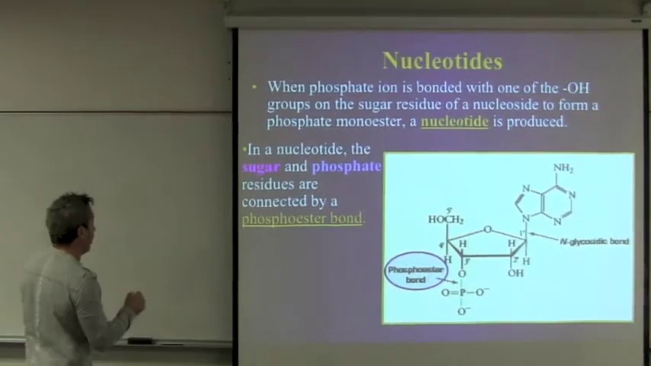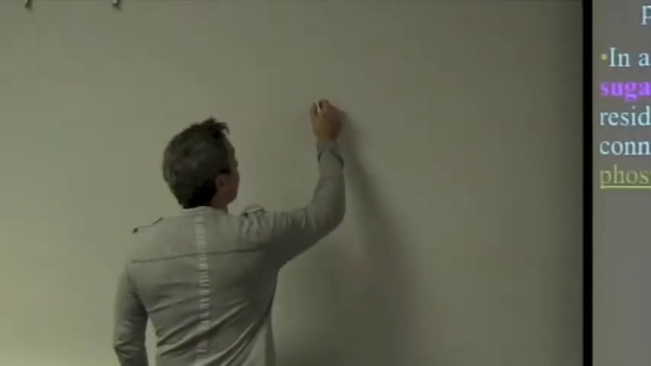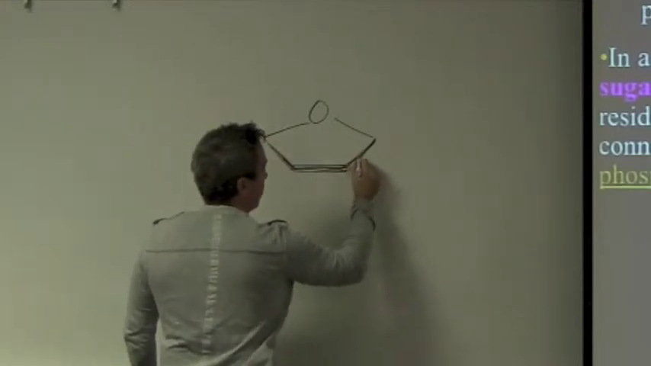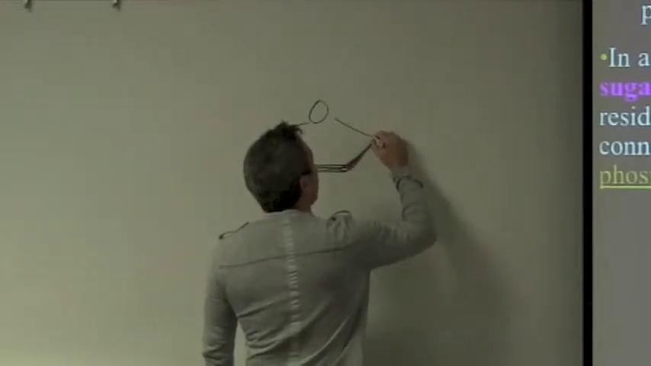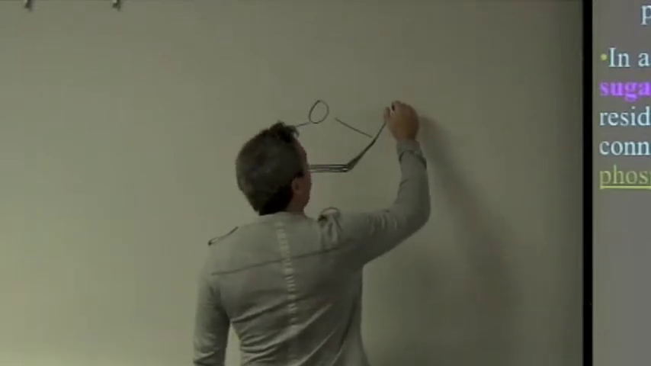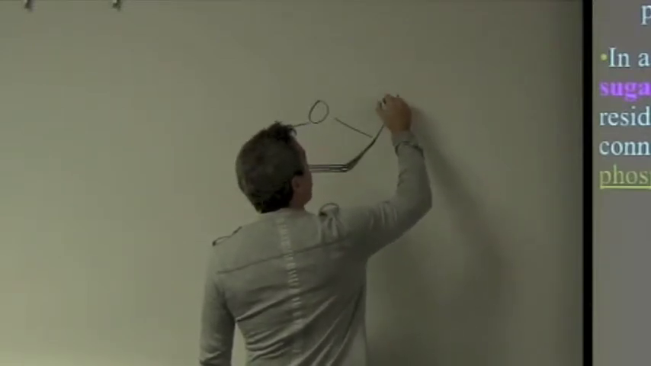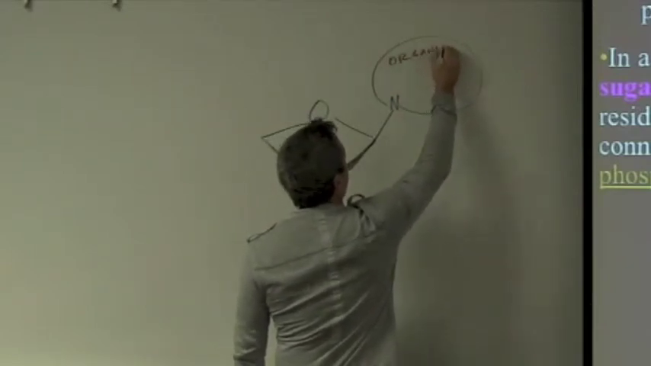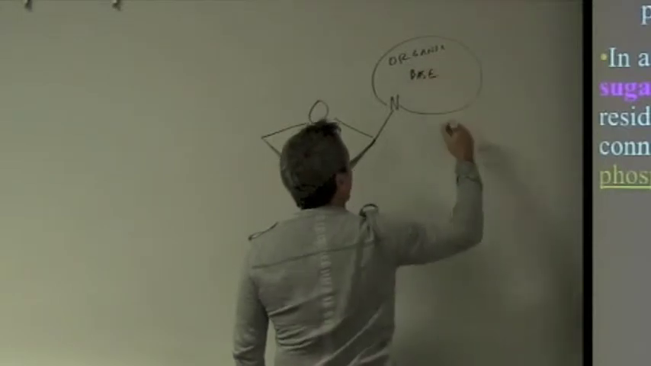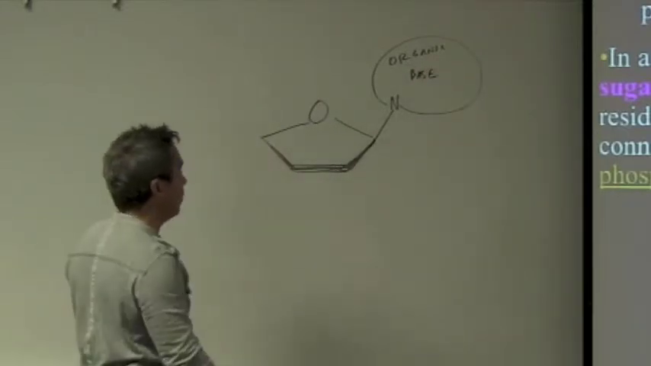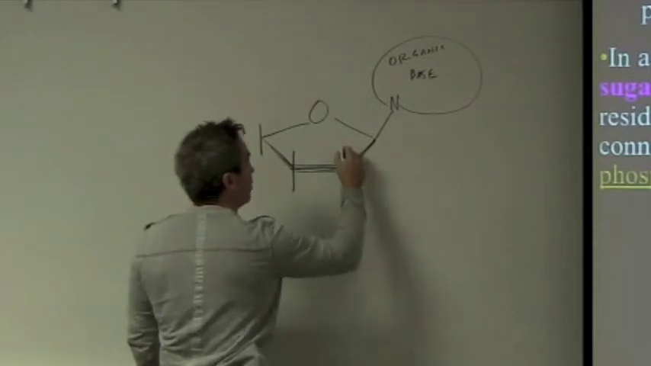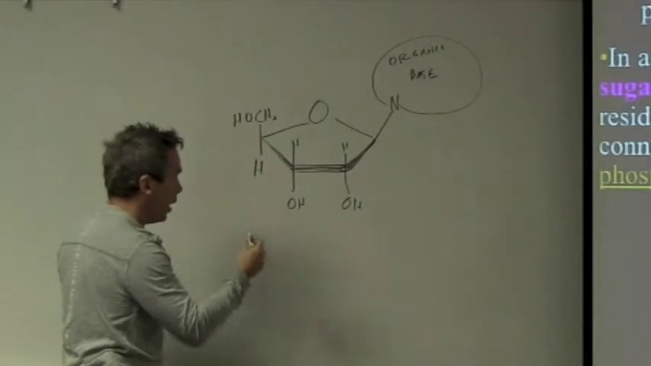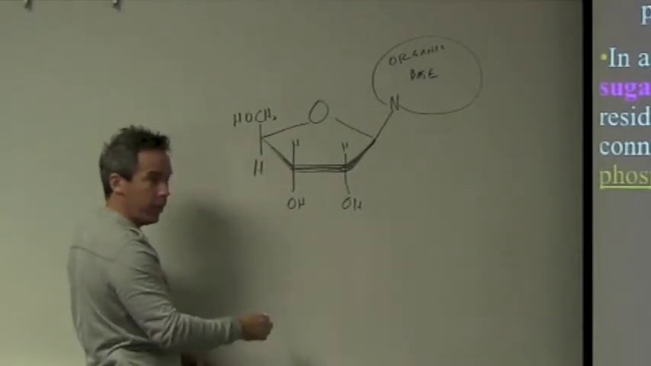Let me show you the bonding and how that happens in this case. So I'm going to draw the sugar. On the anomeric carbon, we have a bond to the nitrogen in, I'm just going to draw this and call this the organic base. We saw the different organic bases. And now I'm going to draw the phosphate. I haven't made the phosphoester bond yet.